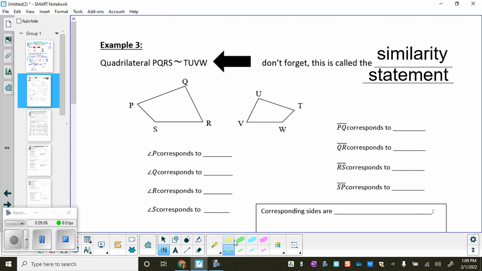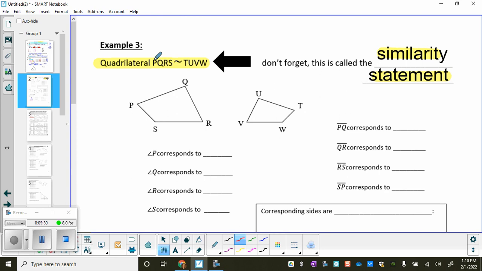And you should be at the top of the next page now, where again, this thing that I'm highlighting, I don't want you guys to forget that that thing is called a similarity statement. It tells you which angles match up and which sides match up. So if I use the similarity statement, you can see now that I might need it if I start to kind of turn the shapes around a little bit.